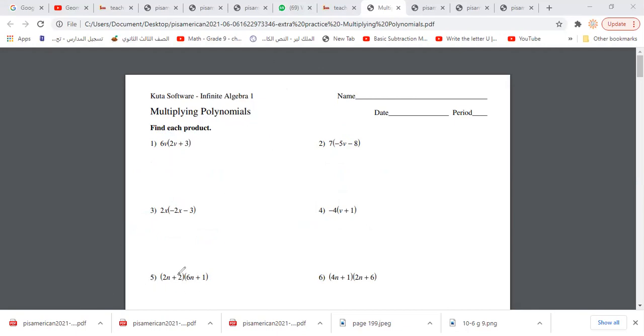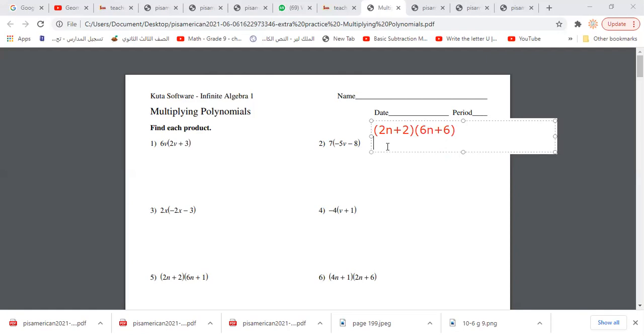We will separate them. Like I have 2n plus 2 times 6n plus 6. How can we solve this question, grade 8?